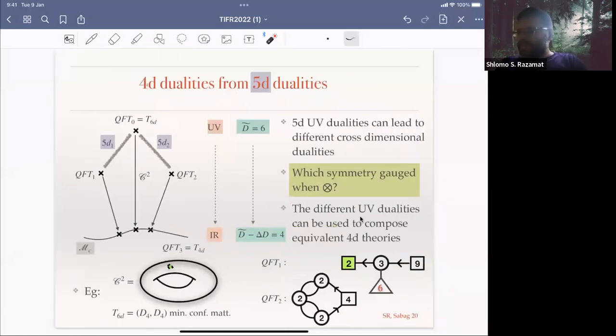So another thing I want to mention is that in the beginning, I mentioned that there are these weird UV dualities. In particular in 5 dimensions, you can have different 5-dimensional theories which are UV completed by the same 6-dimensional theory. And you can ask whether you can derive some interesting information about 4-dimensional physics by understanding these 5-dimensional UV dualities, which are in a sense very weird. And the answer is that you can do that.